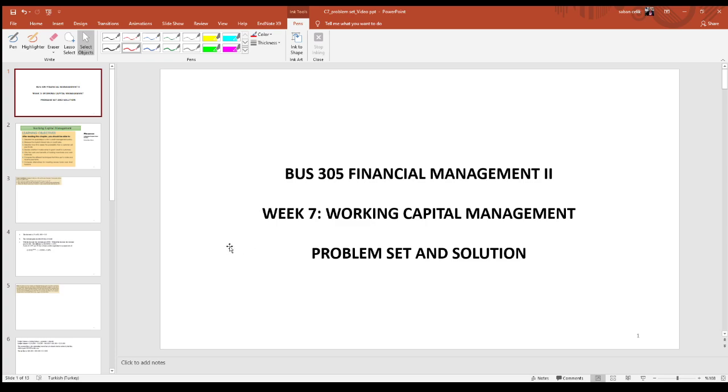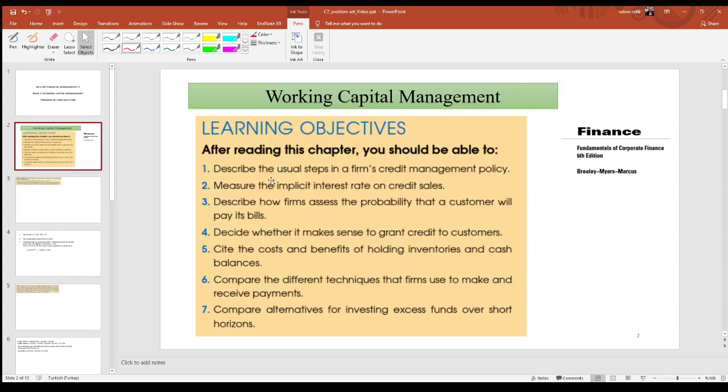In this session, we are going to solve a set of problems for the chapter entitled Working Capital Management. So let's take a look at the learning objectives for this chapter. This chapter is from Fundamentals of Corporate Finance, 6th edition, written by Brealey, Myers and Marcus.